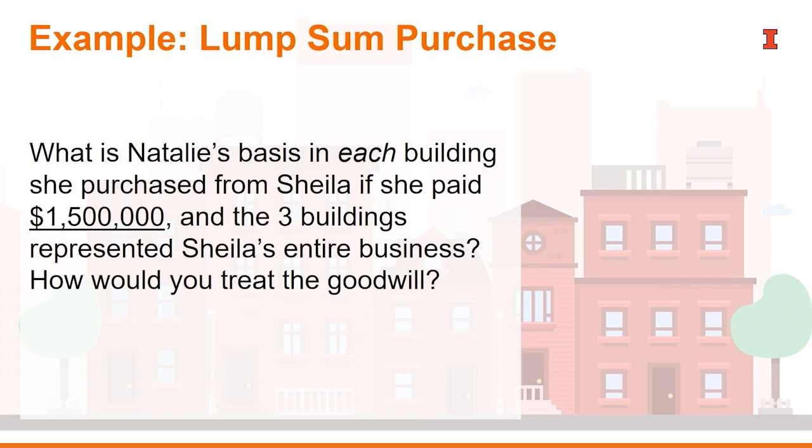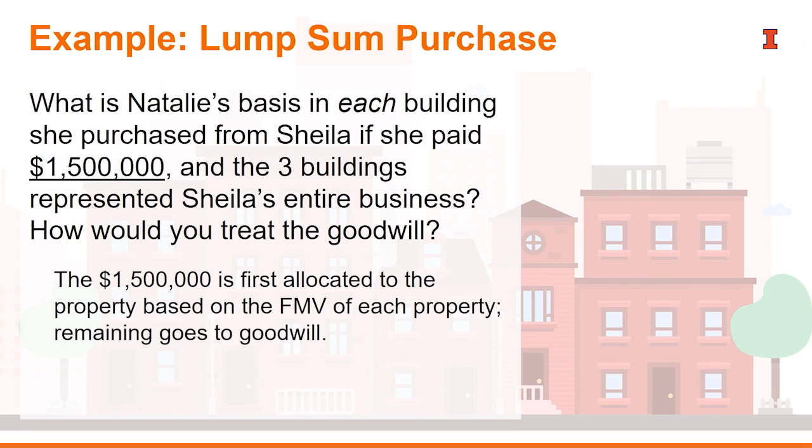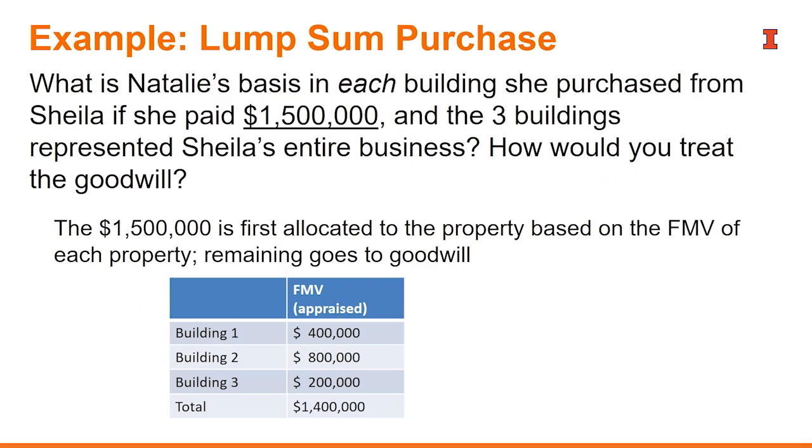Does she allocate the price based on the relative fair market value percentages? Well, in this case, because the purchase price was greater than the total fair market value of the assets, she will not need to allocate the purchase price to each asset the way we did in the previous example, where Natalie paid less than the total fair market value. Here, Natalie will simply use the fair market value of each building as her new basis in each building. And any excess amount she paid, that is the goodwill, will become its own asset. It's actually quite straightforward in this case.